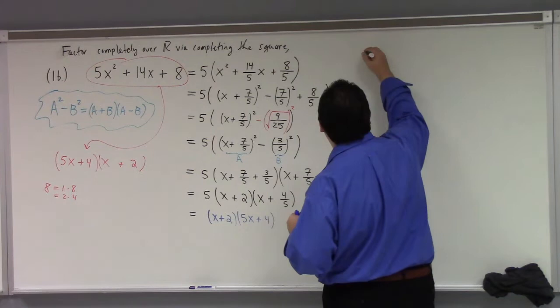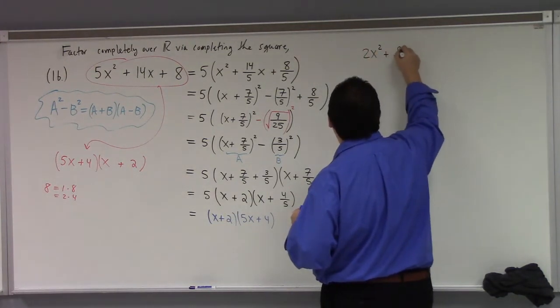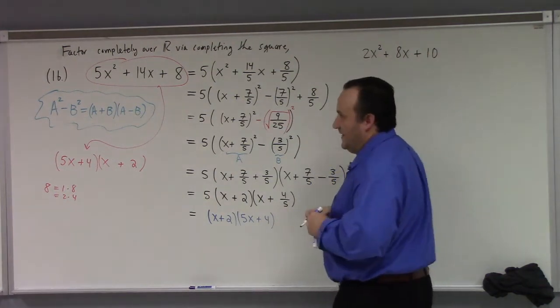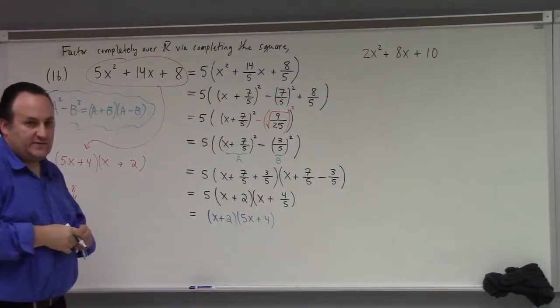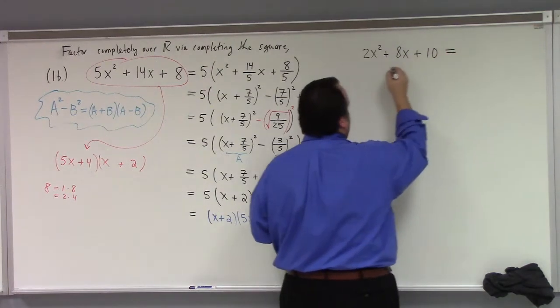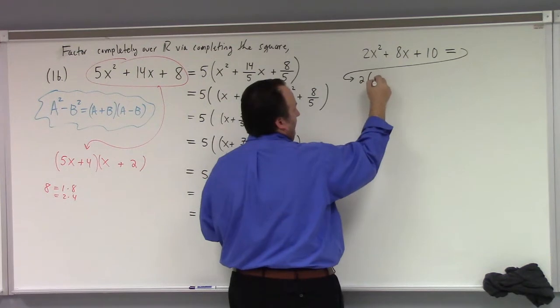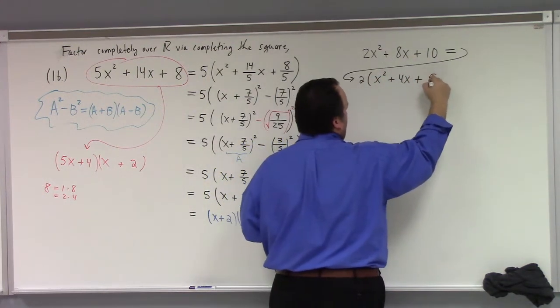Here's another one, if you had something like 2x squared plus 8x plus 10, right? Again, we want to factor by completing the square. I haven't done many of these examples with a leading coefficient which is not 1, so I'm doing a couple for you today. So first order of business here, factor out the 2, right?